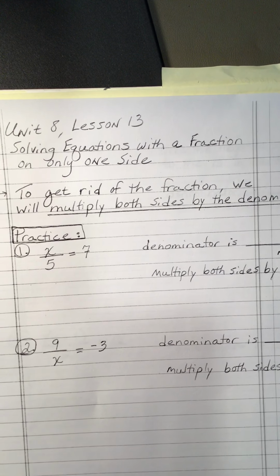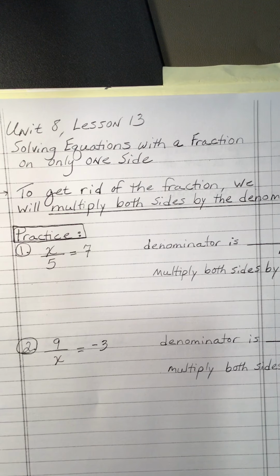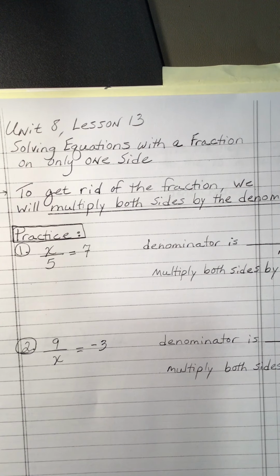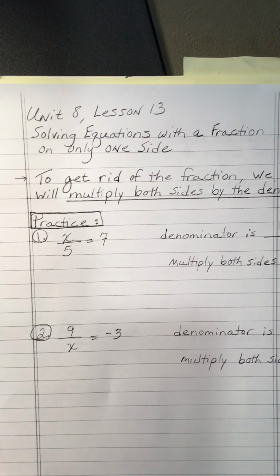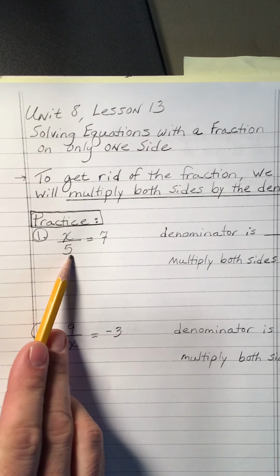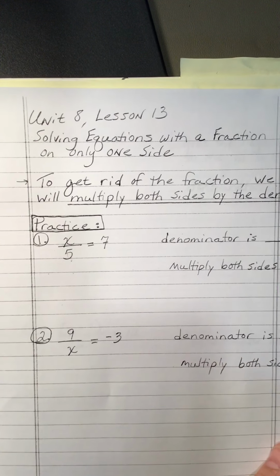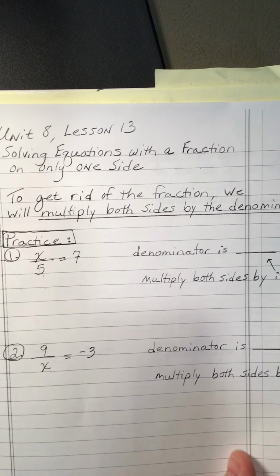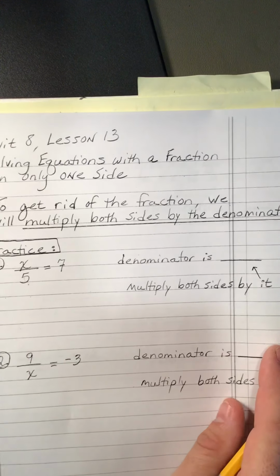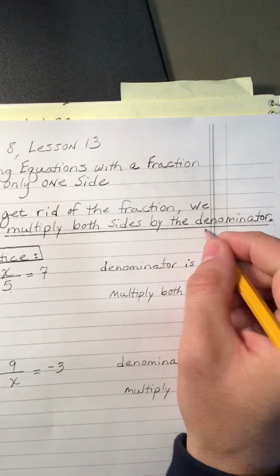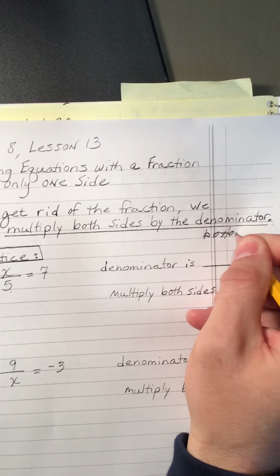Again, it is important that you're doing these notes because you're going to see these on the homework today. There are two different things you're going to see. What do I do if there's an x on top? And what do I do if there's an x on the bottom? It says to get rid of the fraction, we will multiply both sides by the denominator. Remember, the denominator is the bottom of the fraction.